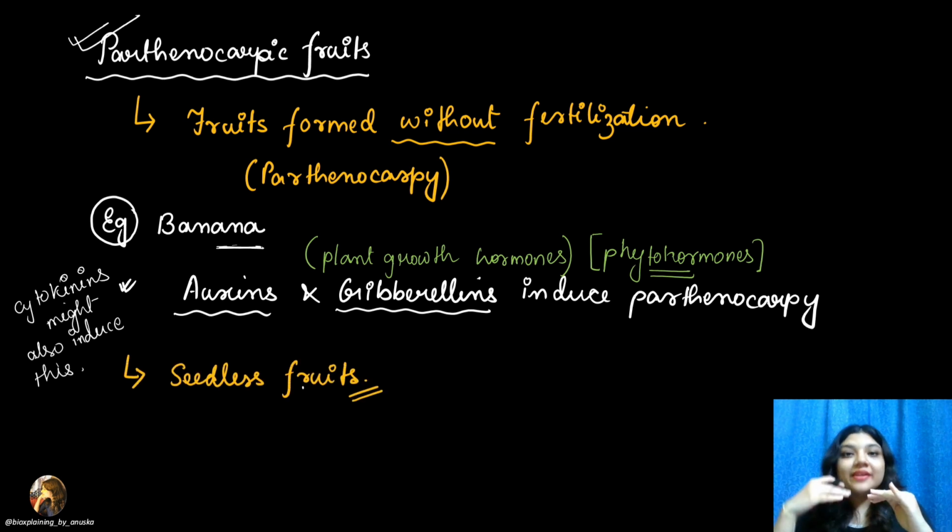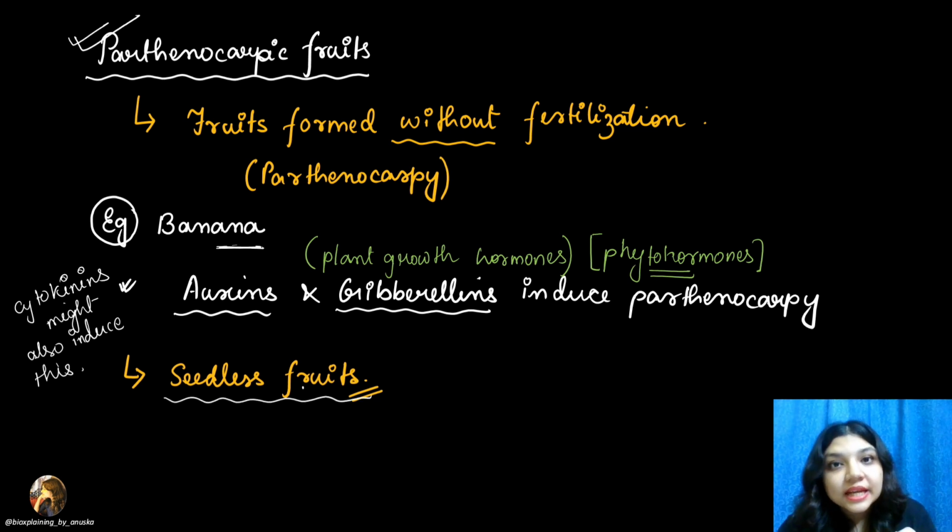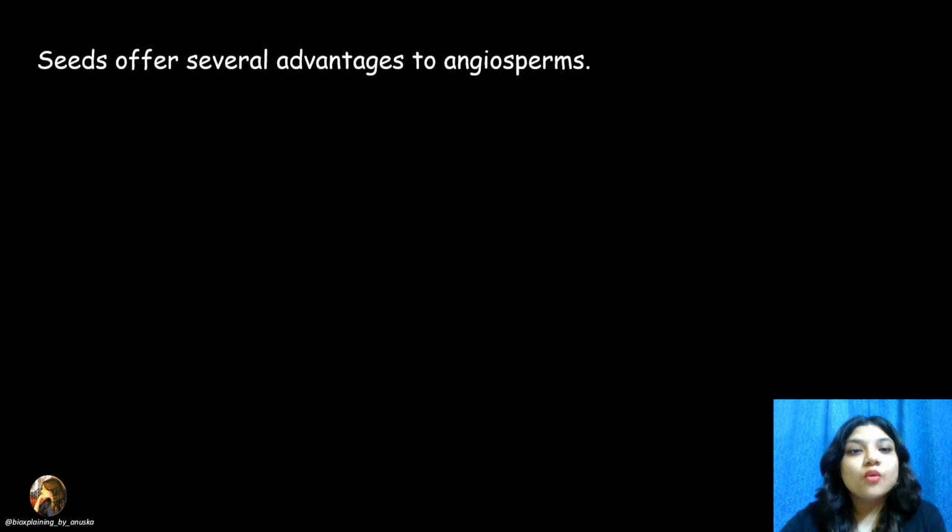So because there is no fertilization, that means what is happening? There is no seed formation also. Fertilization leads to the formation of the seeds from the ovules. So if no fertilization happens, no seeds are present. So hence, these fruits are also known as seedless fruits. Okay. Now, let us understand कि angiosperms में what are the several advantages of the seed. Okay. So one by one, let's see.